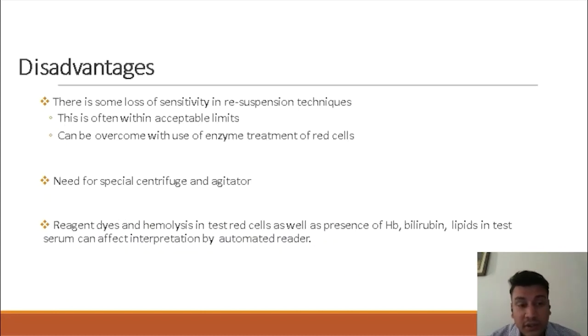The disadvantage of this method is that when we resuspend the cell button, there can be some loss of sensitivity. However, it is usually within acceptable limits, and this can be overcome by treating the red cells with enzyme, which will further enhance the sensitivity. Also, this technique requires the use of a special centrifuge and agitator. And if there is any hemolysis in the patient's red cells or the sample, or there is presence of hemoglobin, bilirubin or lipids in the patient's sera, then interpretation by the automatic reader will be affected.